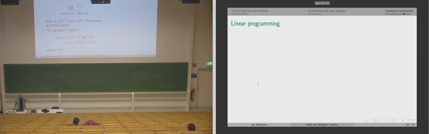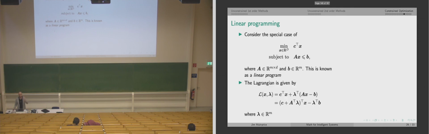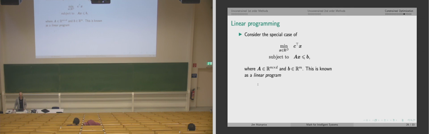Okay, so two very important classes of programs. There's linear programming, which is the following. You have the objective is a linear function. So c is a constant, and x is the variable that we're optimizing for, and it's subject to some linear inequality constraint. This is known as a linear program.